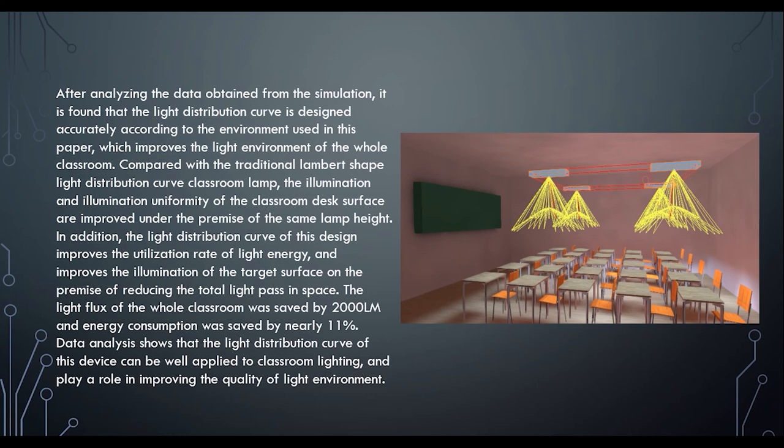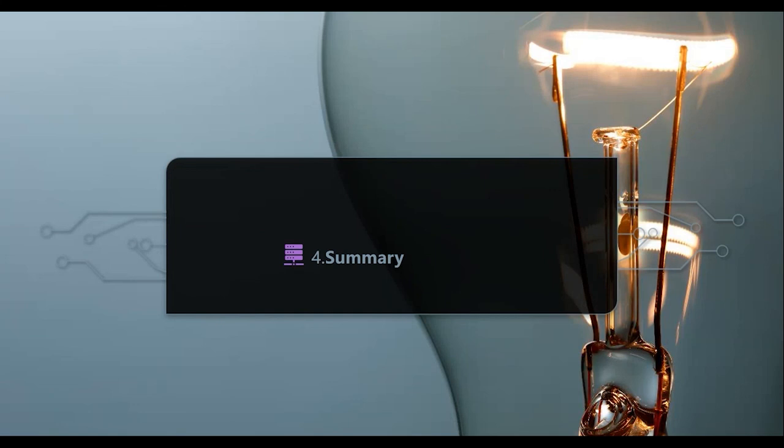The luminous flux of the whole classroom was saved by 2,000 lumens, and energy consumption was saved by nearly 11%. Data analysis shows that the light distribution curve of this design can be well applied to classroom lighting and play a role in improving the quality of the light environment. This is the last part of my article, the summary.